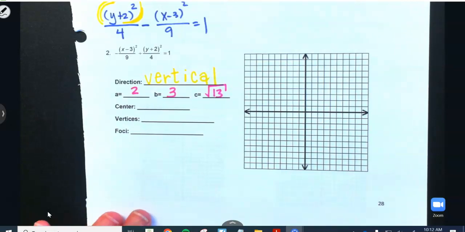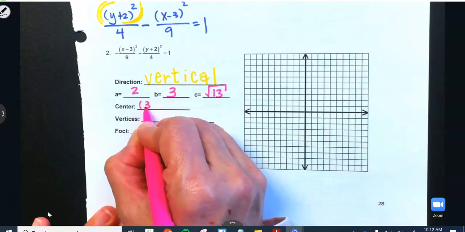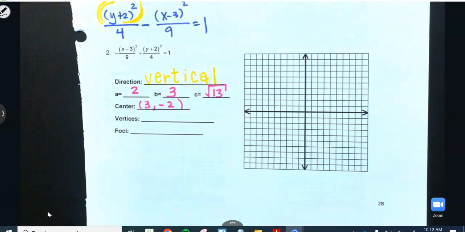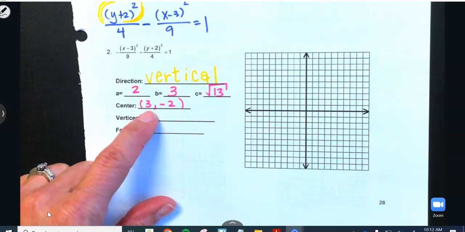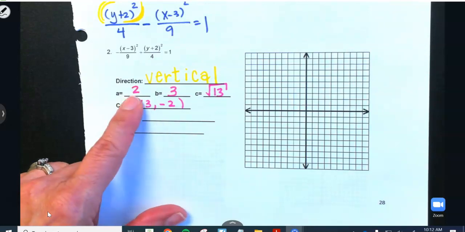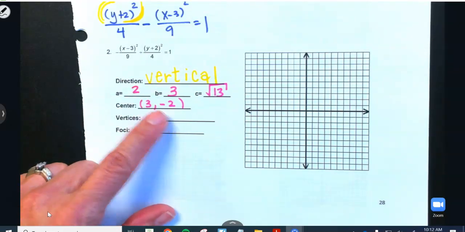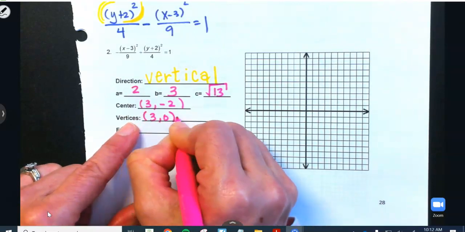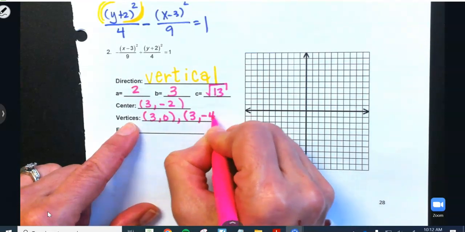All right, remember it's vertical. So if the center is positive 3, negative 2, then your vertices are going to be sideways from that. They're going to be 2 places to the left and 2 places to the right. I'm sorry, it's vertical, it's up and down. 2 places up and 2 places down. Your vertices are above and below the center. So 2 places up is going to be 3, 0. 2 places down is going to be 3, negative 4.